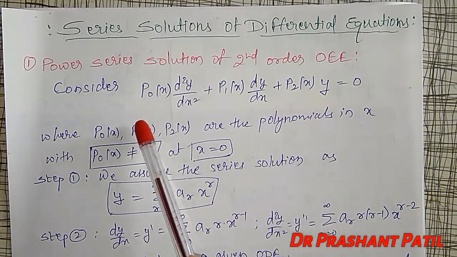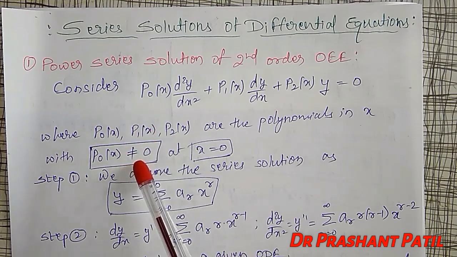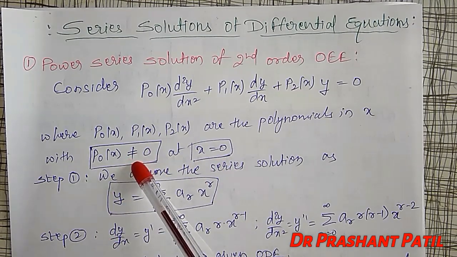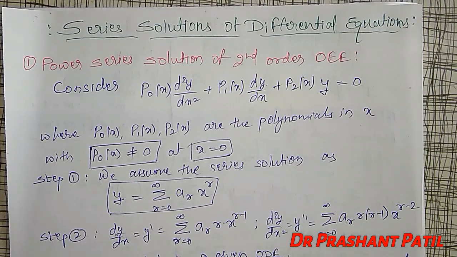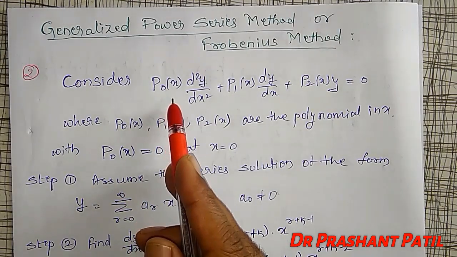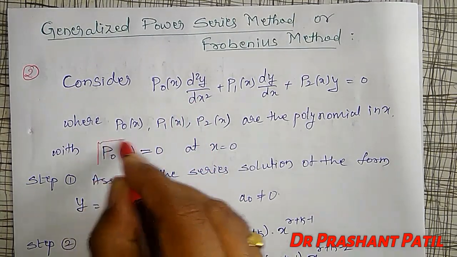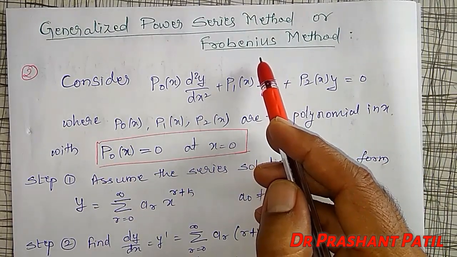Of a second order ODE we have discussed. If in general P naught of x is not equal to 0 at x equal to 0, we have discussed that. Now I am going to discuss if it is equal to 0. If P naught of x, the coefficient of d square y by dx square, is equal to 0 at x equal to 0, then we follow the Frobenius method.